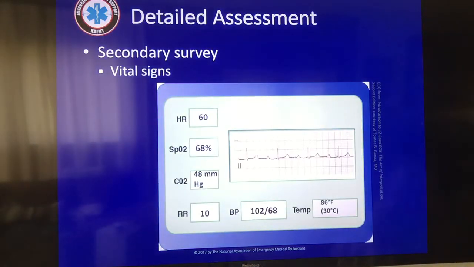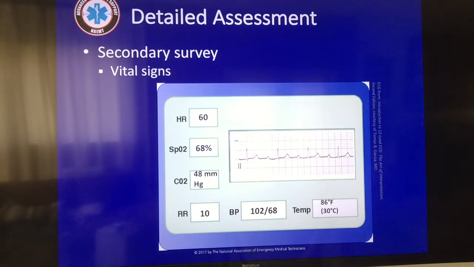Some of our secondary vital signs and secondary surveys. So we got a heart rate of 60, which you would think he'd try to be compensating. His pulse ox is way too low. So it might not be registering or reading. Here we have an EKG strip. Again, it kind of falls within that range.